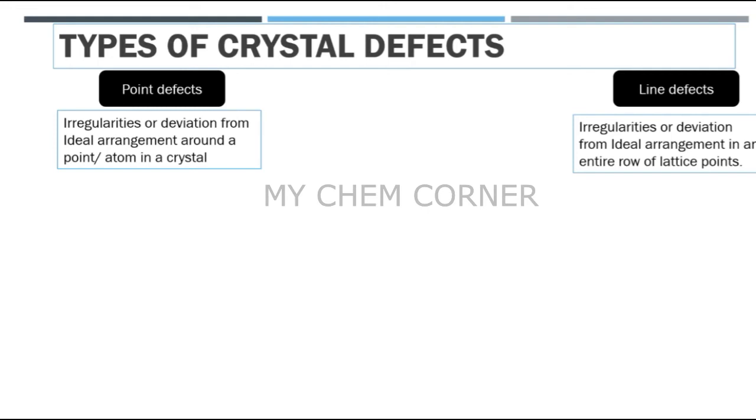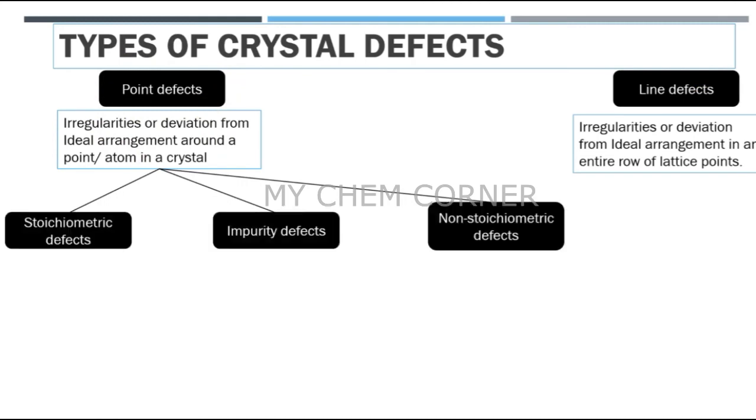Now what are we going to concentrate on? What are we going to go into in detail and learn? We are only going to focus on point defect. We're not looking at line defect. We're going in detail with respect to point defect. So here, point defects are broadly classified into three types. The first one is stoichiometric defect, the second one is impurity defect, and the third one is non-stoichiometric defect.